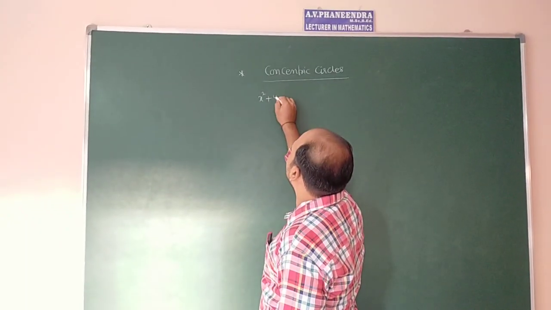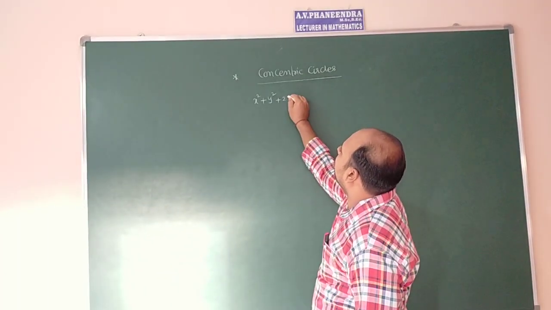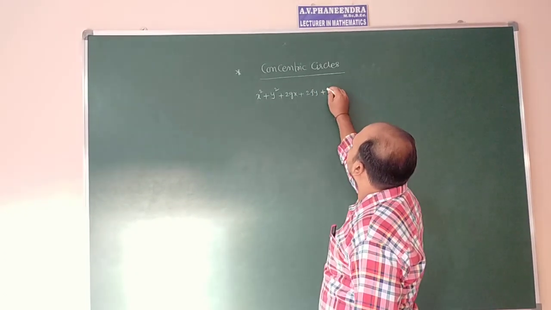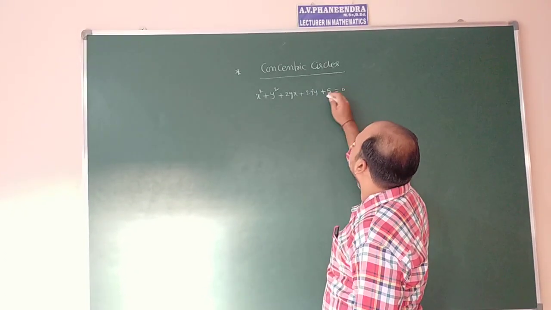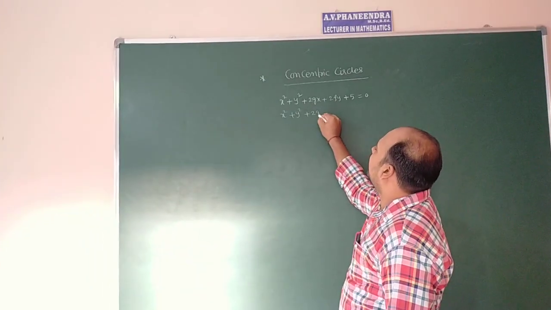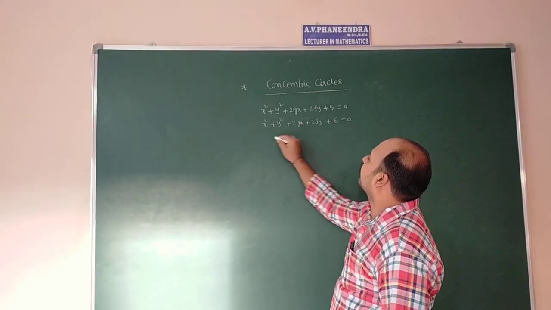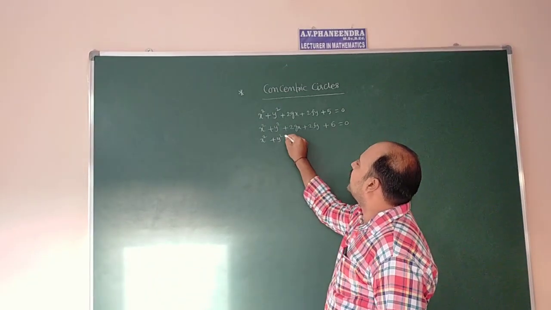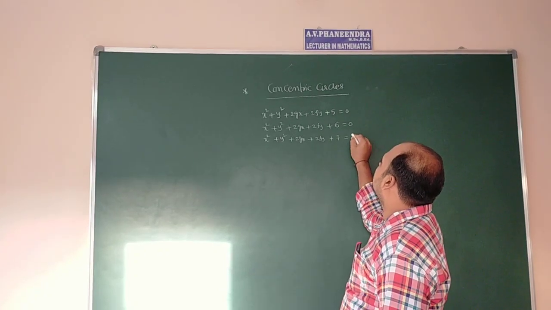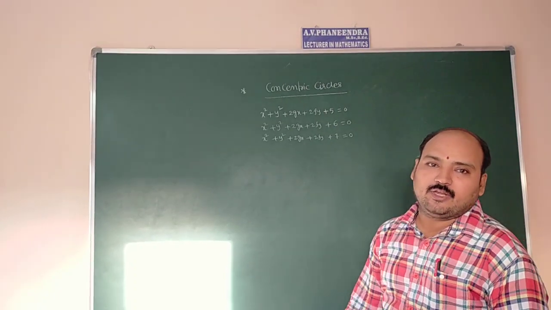I am going to write some equations of circles. x squared plus y squared plus 2gx plus 2fy plus 5 equal to 0. x squared plus y squared plus 2gx plus 2fy plus 6 equal to 0. x squared plus y squared plus 2gx plus 2fy plus 7 equal to 0. These are the three equations of circles I have taken.